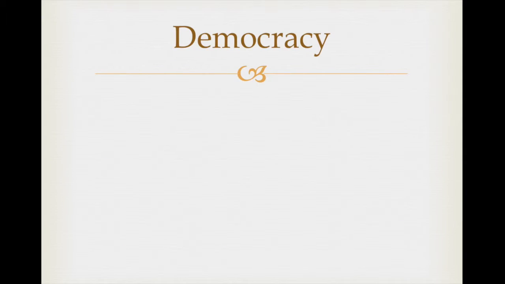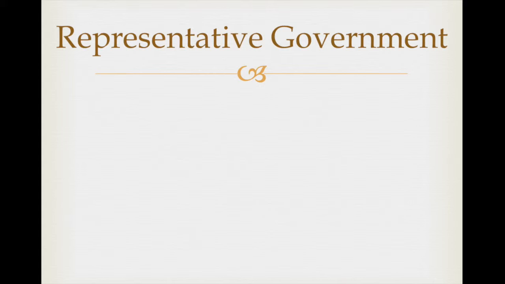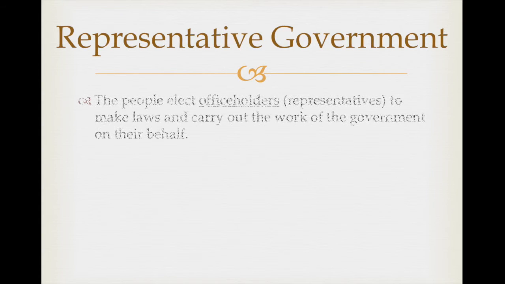as the citizens. In the United States, we have what's called a democracy, and a democracy is a government in which the people rule. In other words, people do have the power, but in our country, we actually elect representatives to make decisions on our behalf. So that means we have what's called a representative government.